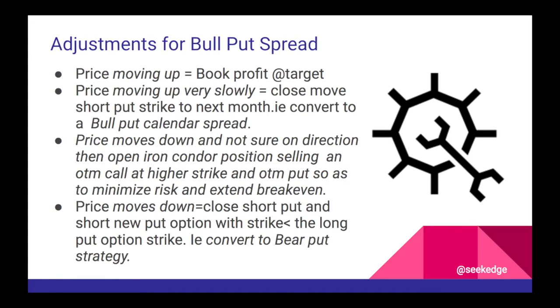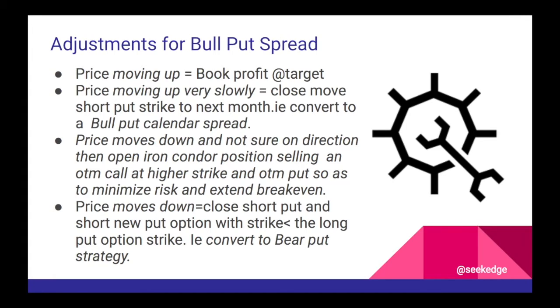So these are the possible ways of adjusting in case a bull put goes wrong. When we say convert a bull put into a bear put strategy, it means that our view has changed. Our view has failed. It is going down. We were hoping that it would go up, but the view is broken. Now we change.